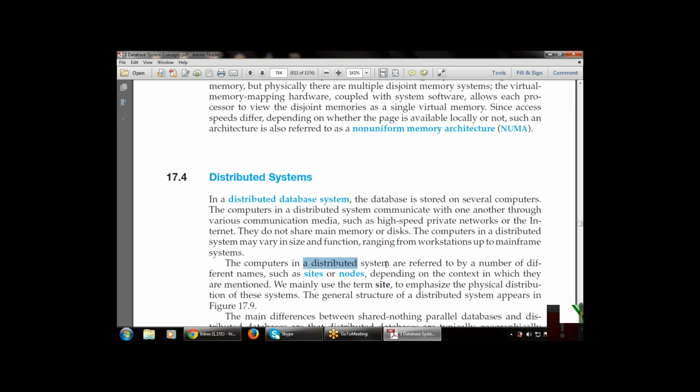So computers in a distributed system are referred to by a number of different names, such as sites or nodes. There are different nodes and different sites available, known as sites or nodes, depending on the context in which they are mentioned.